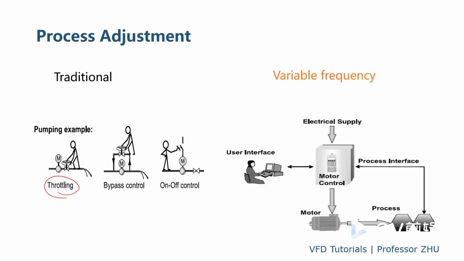And you can have a very accurate control of the process, and also continuously adjust the process flow, and also energy saving, because when you change the throttling, a lot of energy is wasted on the damper. After you use the drive, the valve will always be 100% open, so there is no loss on the damping.